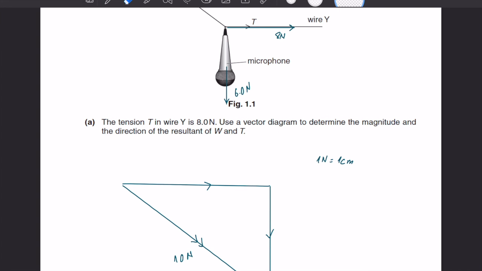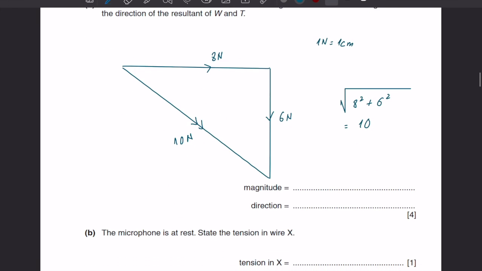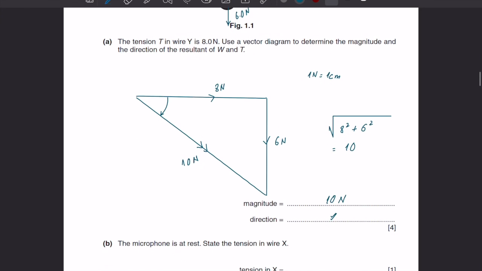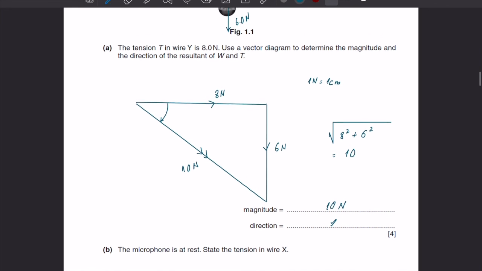I can cross-verify this by using some math rules. I know that if this is 8 Newton and this is 6 Newton and they are at 90 degrees to each other, then the hypotenuse can be found out by using Pythagoras theorem. So I do 8 squared plus 6 squared, which actually gives me exactly 10. So that means my answer is fine. So that would be 10 Newton. I don't have a protractor available, but I measured this angle and I can tell the direction with the angle over here. After that, it says that the microphone is set at rest, state the tension in wire X.